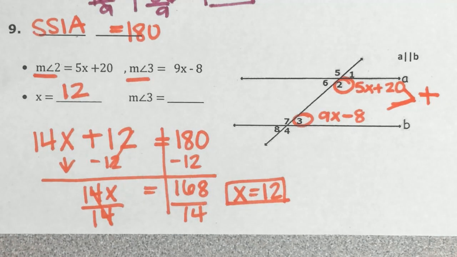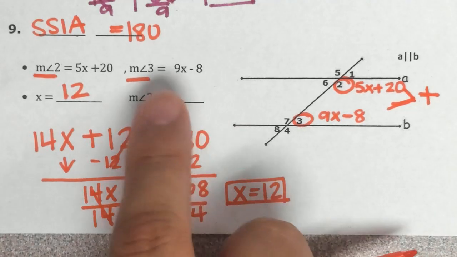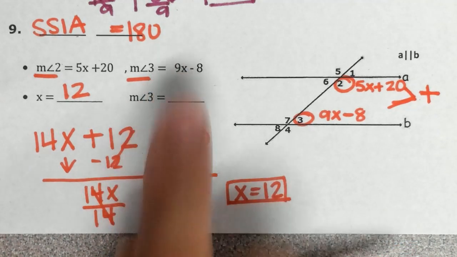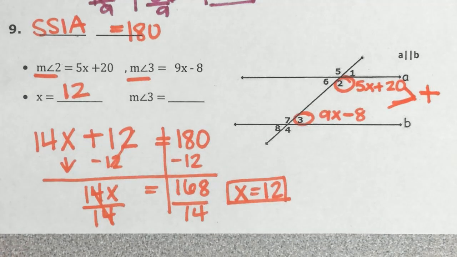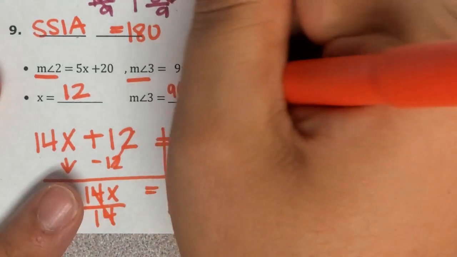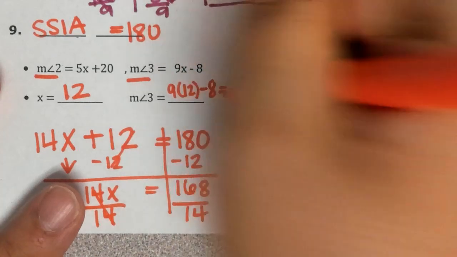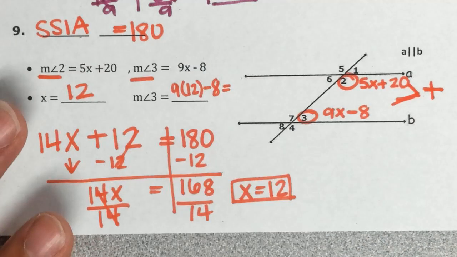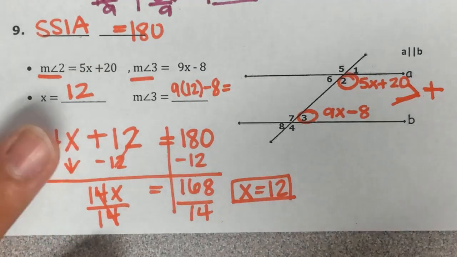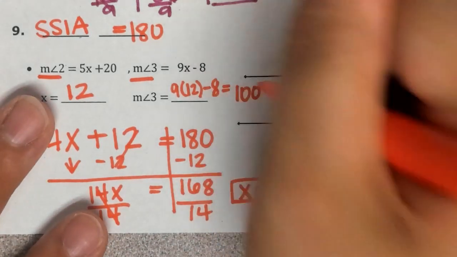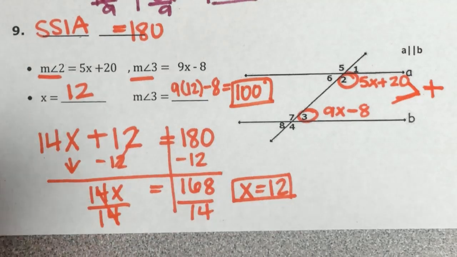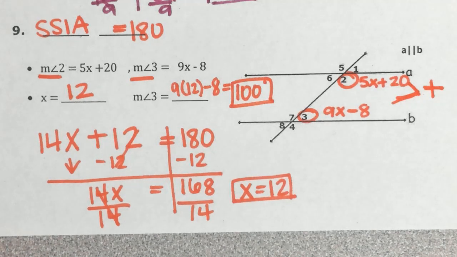Are we done? Why not? It wants us to solve for angle 3. How do I solve for angle 3? 9 times 12 minus 8. Put that in the calculator and you get 100. Don't forget degrees. Now we are done. That's the most I've talked in a while, huh?